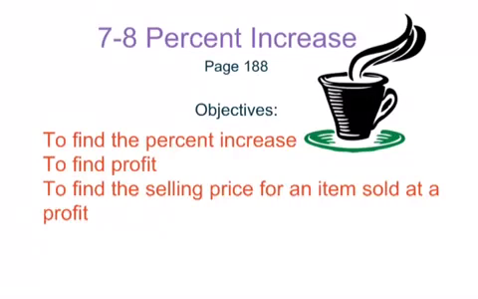Okay, today we're on 7-8, percent increase, on page 188. The objectives here are to find profit, to find the percent increase, then to find the selling price for an item sold at a profit.